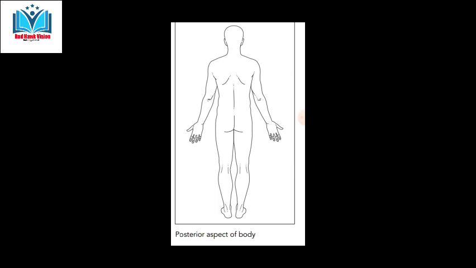Next, here is the posterior aspect of the body. The posterior aspect of the body is the back view of the patient. So when we look at the patient from the back side or from the back view, we call it the posterior aspect of the body or the dorsal aspect of the body.